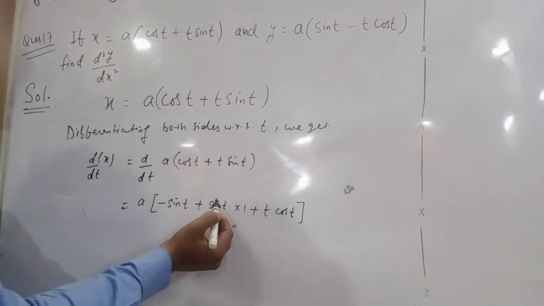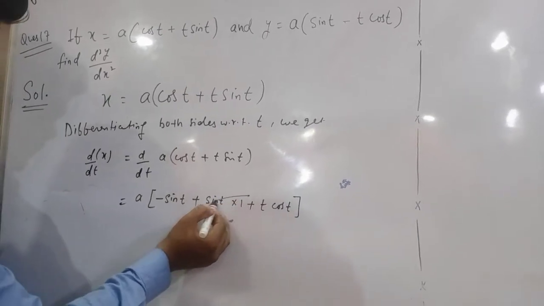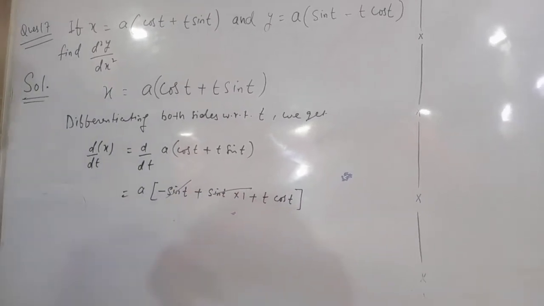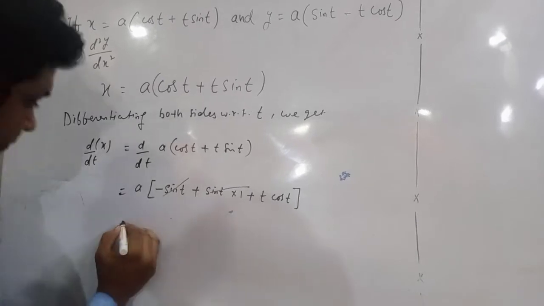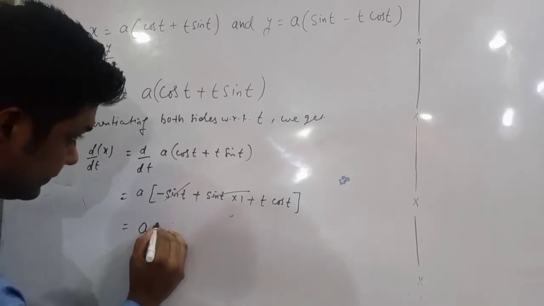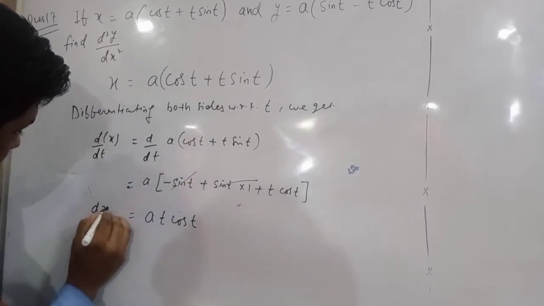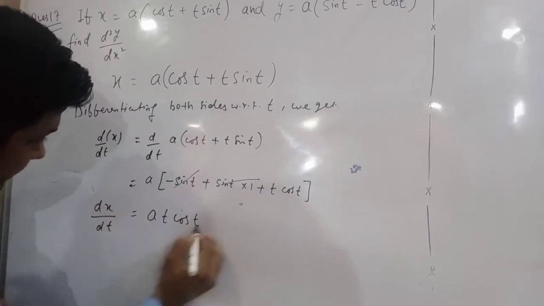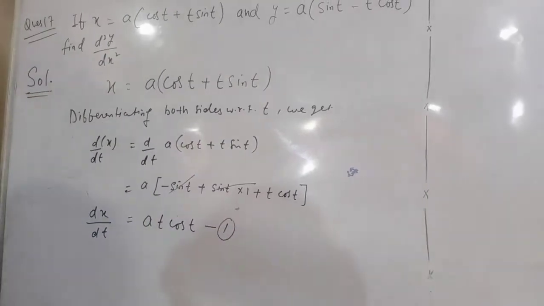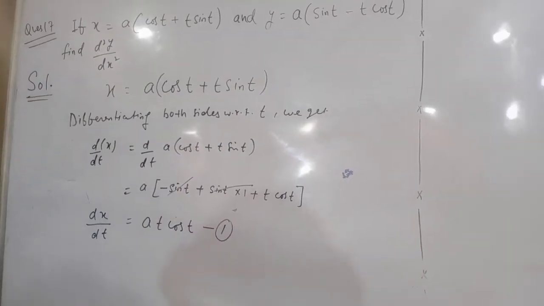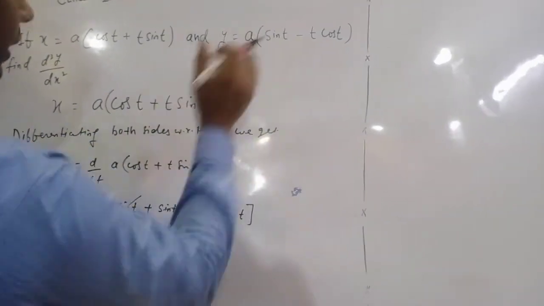Now as you can see that this sin t and this sin t will cancel out. This is minus, this is plus. So you will get a t cos t, that is your dx by dt. This is your equation number 1. Got it? Now we have to copy this one.